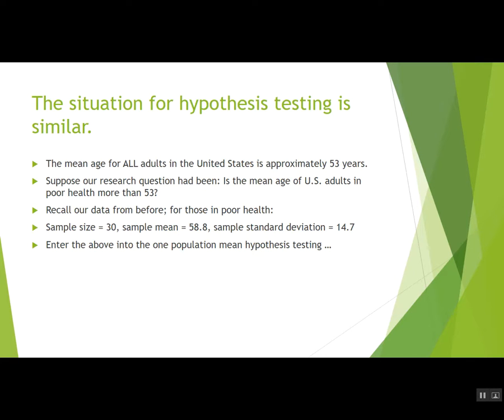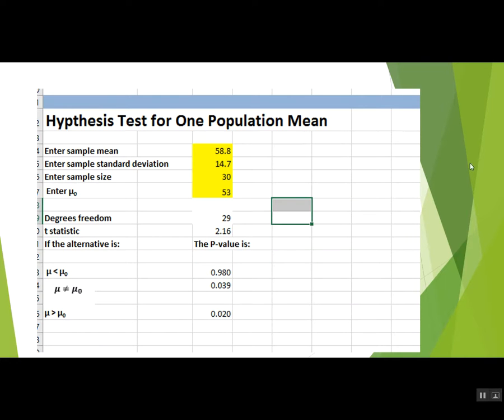The situation for hypothesis testing is similar. For all adults in the United States, the mean is approximately 53 years. Suppose our research question had been, instead of estimating, just a hypothesis test, asking, is the mean age more than 53? So we're doing a comparison. Is the average age of all adults in the United States who are in poor health more than 53 years? So we use the same data as before, and now we use our hypothesis testing template. And we get this, and since our alternative had been mean greater than 53, our p-value is 0.02.